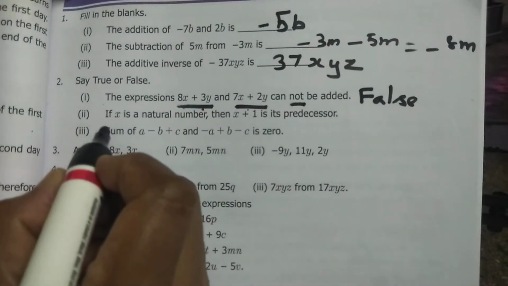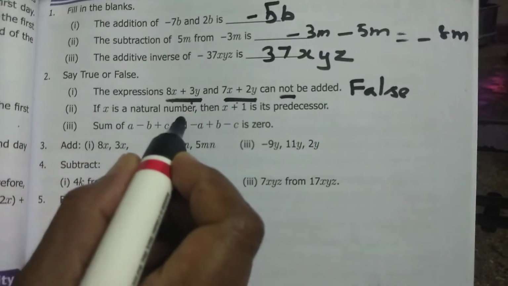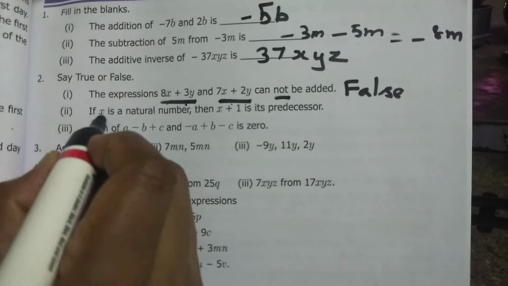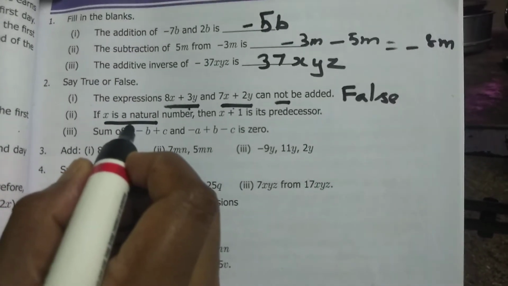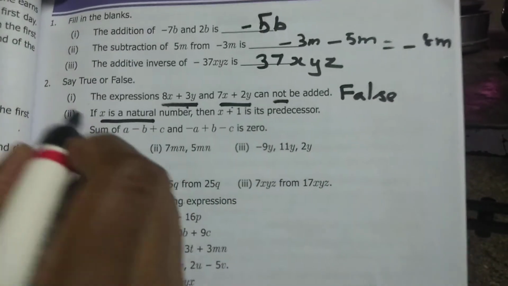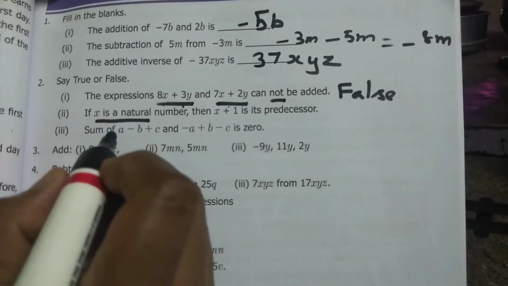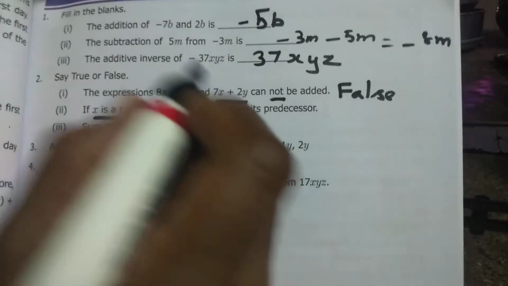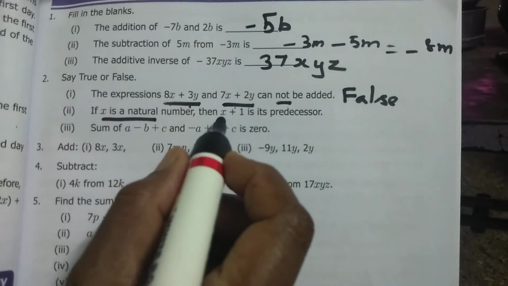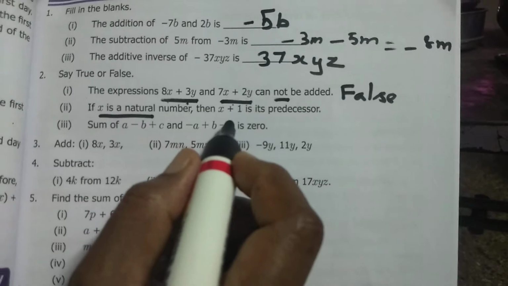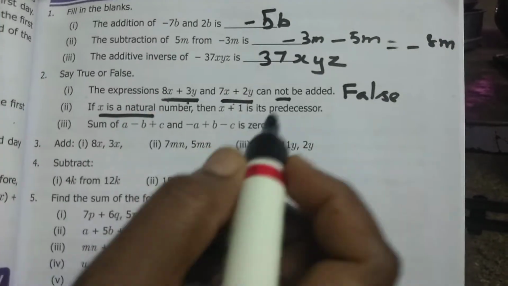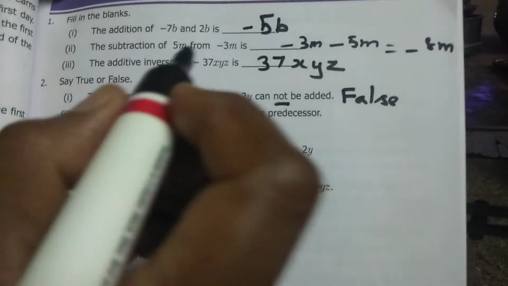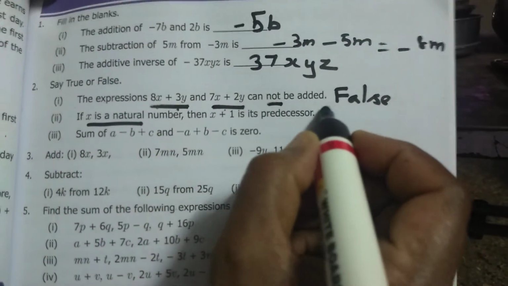It's clear. Now the second one: if x is a natural number, then x plus 1 is its predecessor. The natural numbers start with 1, we know. So if x is a natural number, suppose I take the number to be 1. Then x plus 1 is said to be its predecessor. If x is 1, the value is 2. So 2 comes after 1, so that is a successor. But it is given here as predecessor, so it is false.